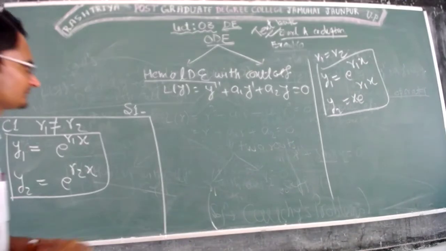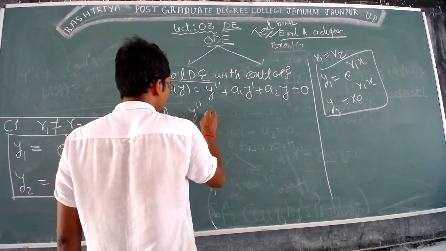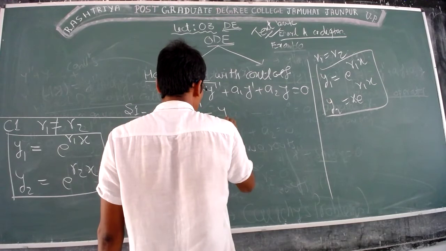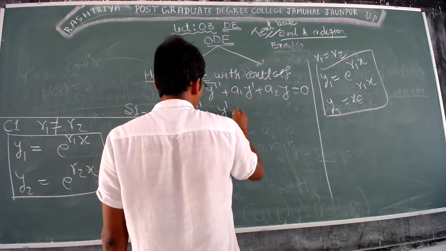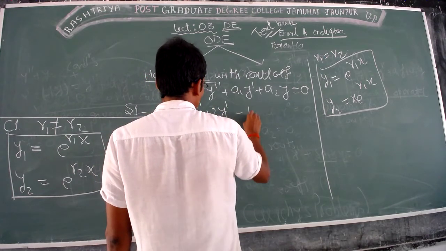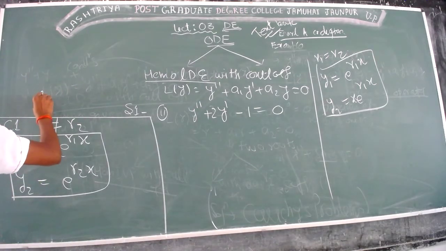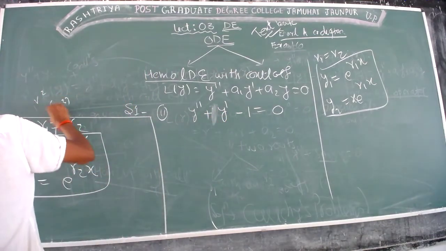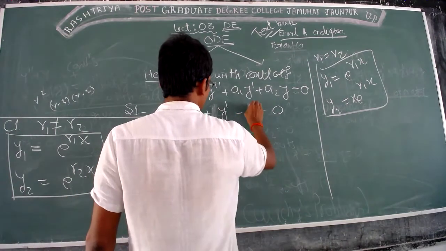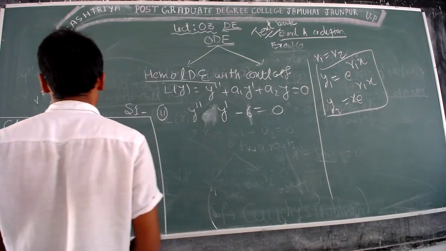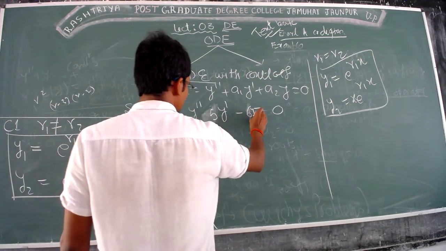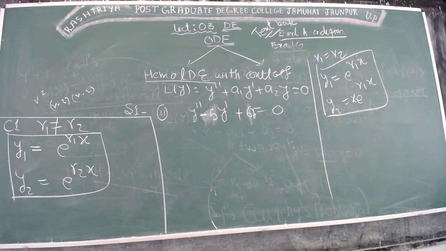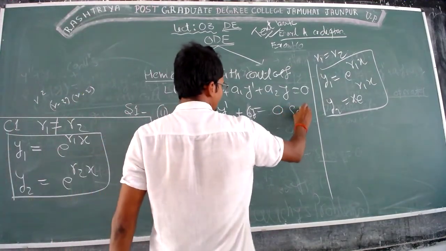Let's solve one problem. First: y double dash minus 5y dash plus 6y is equal to 0. Okay, so this is the differential equation. Find the solution.